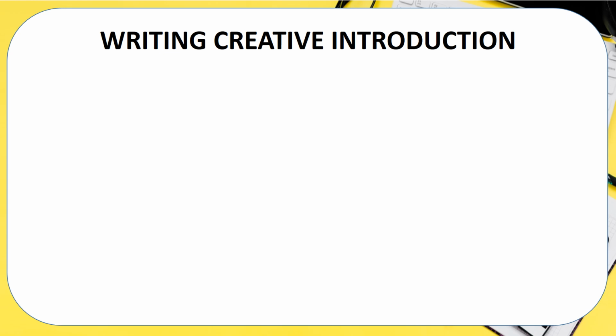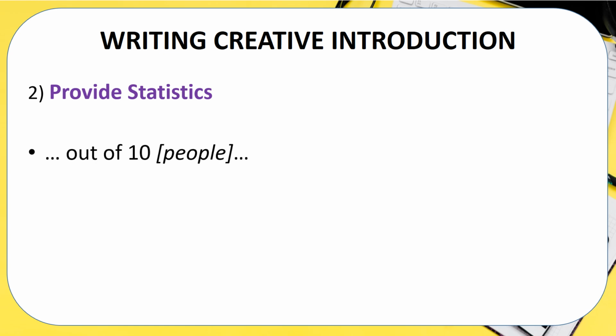Now we go to the second tactic, which is to provide statistics. So you can start with phrases like, how many out of 10 people? Okay, I mentioned here the word people. You see the word people is in brackets, meaning you can change accordingly. For example, 5 out of 10 students, 4 out of 10 adults. So the word people there, you can change accordingly to suit the question.